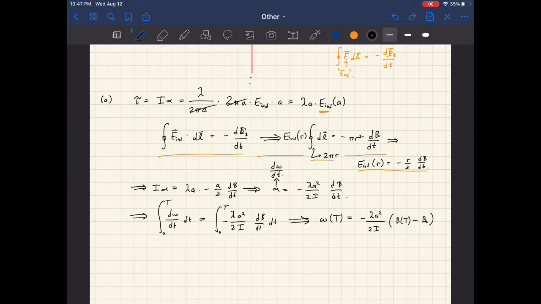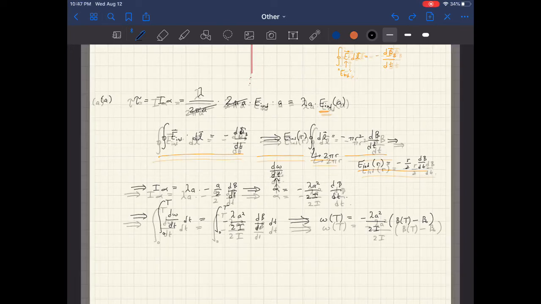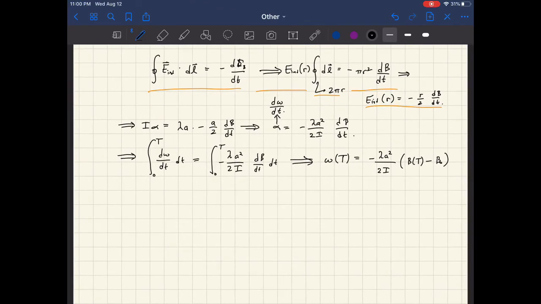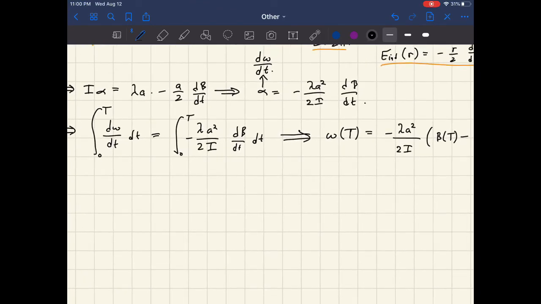Okay, so there's another problem. How can we find B of t? Like, what is B of t doing? That should be your next question. Well, this B of t can be calculated with Ampere's law. So what's going to happen here is that we need to find this induced magnetic field. So B of t can be calculated with Ampere's law.